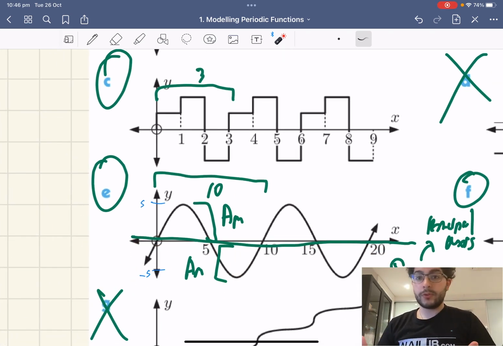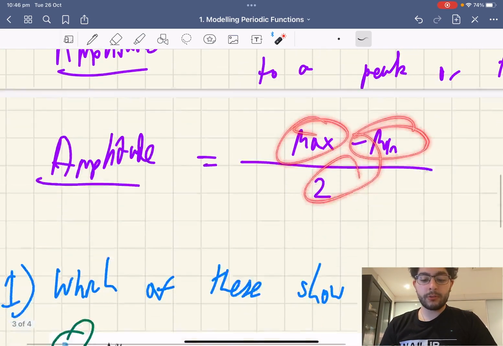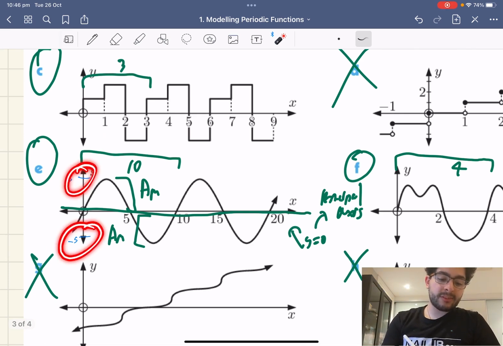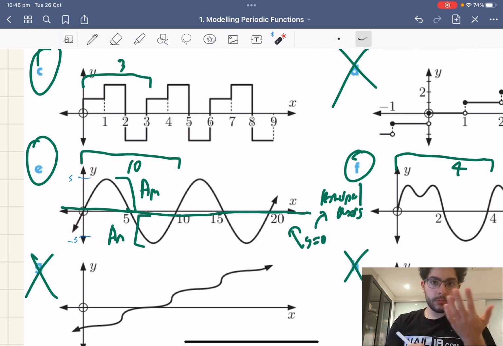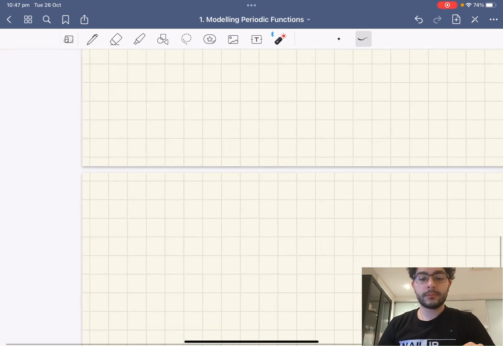And we could also still use our formula. If you remember my formula, I said that it is the maximum minus the minimum divided by 2. And we can just see that here. Maximum 5 minus minimum, so that's 5 minus -5, which is 10. Divide that by 2 is 5. So either way, all those different methods can get you the amplitude.